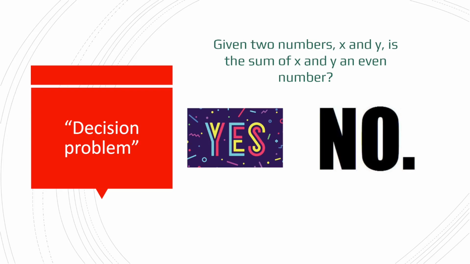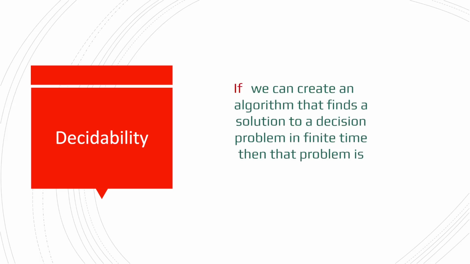This leads us to the concept of decidability. The example I just used is classified as a decidable problem because it has a solution. It's not important if the answer is yes or no. What is important is that the answer can be proved. In computer science terms, if we can create an algorithm that comes up with a solution to a decision problem in finite time, then that problem is decidable.